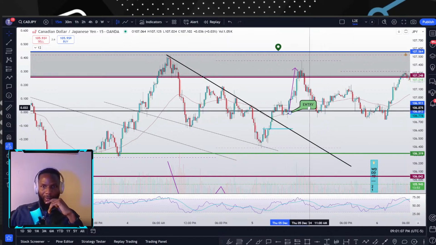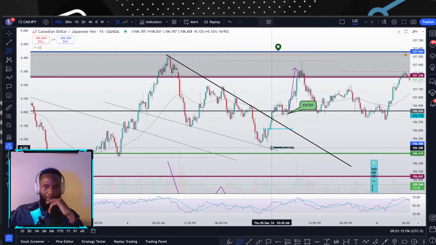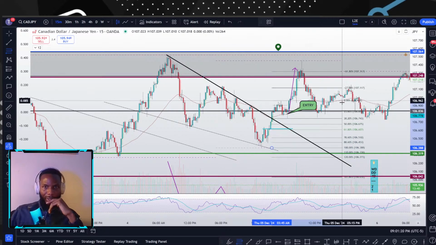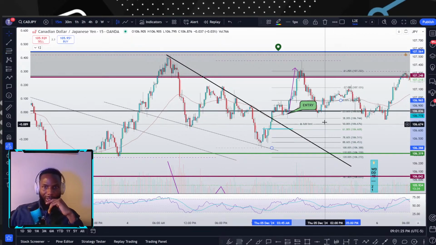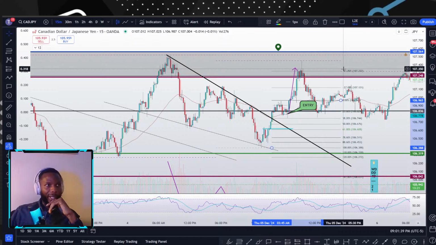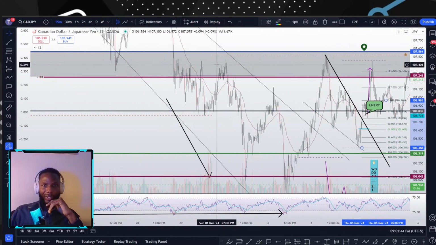So that's the entry. And then you can run a fib if you want. I think I need a darker fib for streaming because I don't even know if you guys can see that. It only retraced back to 38.2, and usually the TP is the -27. The only reason why I would hold it to the -61.8 on the fib is because of this gray box here.